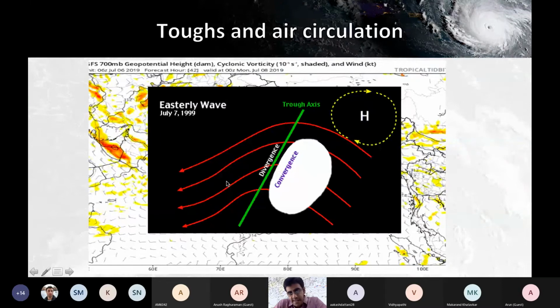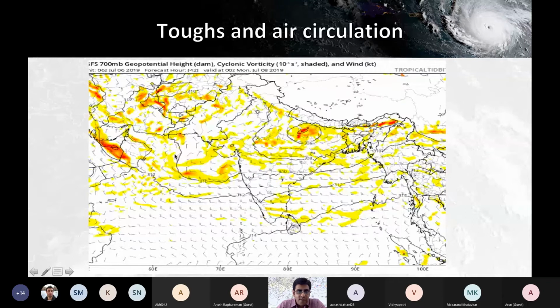Here I want to make one disclaimer. For all of us, the definition of a trough means something dipping down. But in meteorological terms, a trough means something which induces a cyclonic motion. That's what I said. So for a westerly wave, for a wind moving from west to east, the trough will be a dipping pattern because it induces a cyclonic motion.